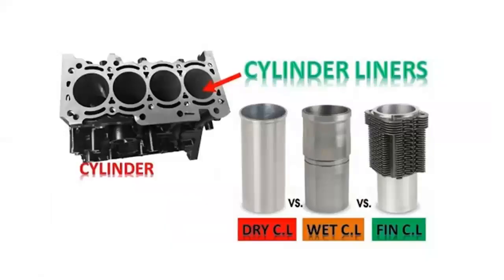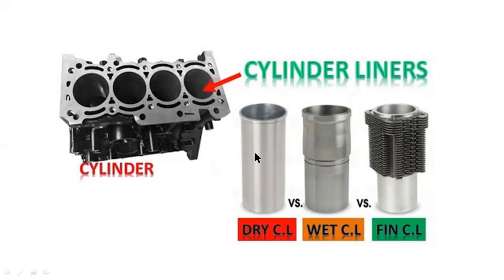Now I will explain different types of cylinder liners. This is a cylinder. Okay, these are the cylinder bores. This whole system is the cylinder block. These are the cylinder holes. These are the cylinder liners. These cylinder liners are inserted into the bore of the cylinder. Okay, these are the different types of cylinder liners.